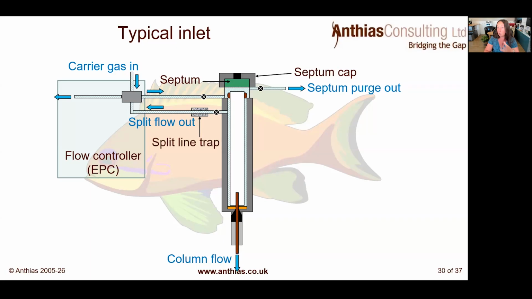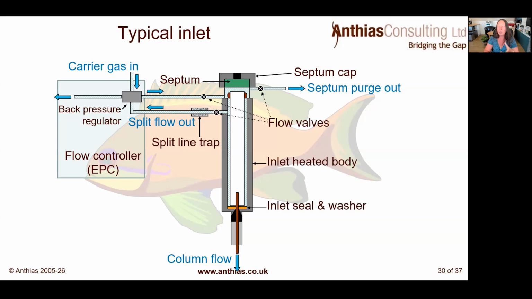So we have our split line trap, which is going to trap our volatiles, but as we talked about earlier, the higher molecular weight compounds might be condensed in that split line trap because of the temperature gradients in our inlet. So we have our inlet body, which is heated. It might be that you have an inlet seal and washer in the base of your inlet, but certainly what you'll have is your inlet liner. That inlet liner is the site of evaporation and transferring our analyte molecules to our column.